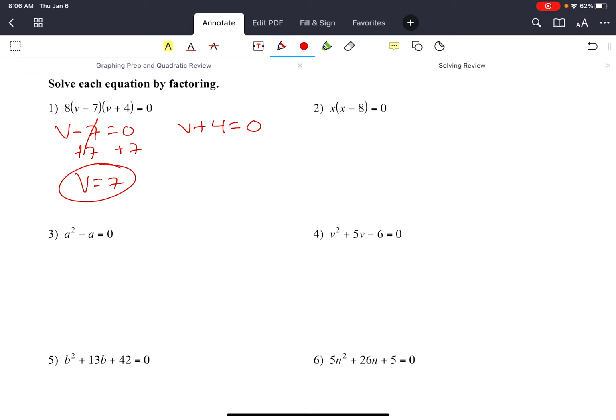So right here, how do I get the V alone on this one? Okay, so the thing that's by the V is a plus 4. So how do I get rid of the plus 4? There you go, minus 4. Okay.